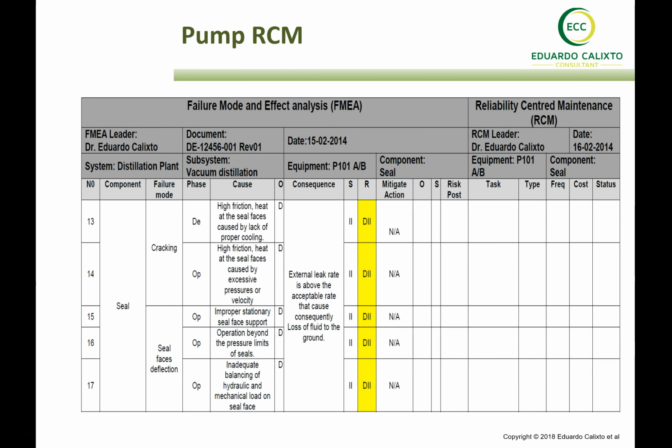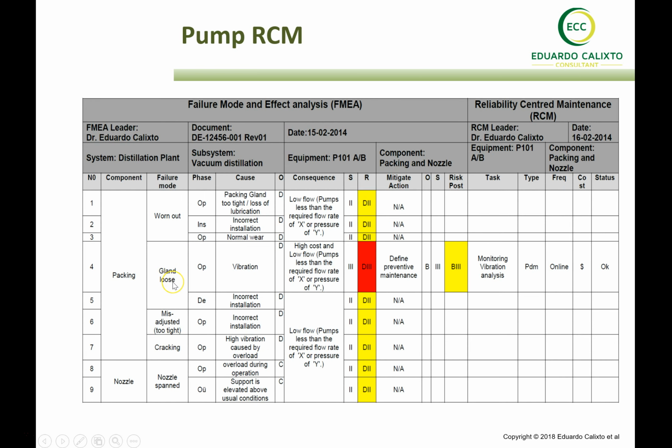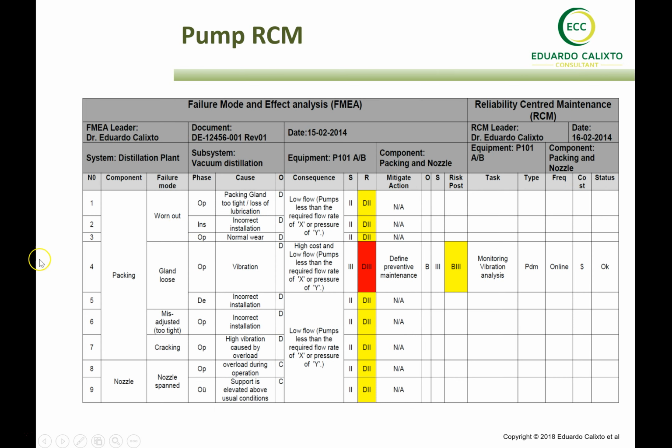And let's move forward. Here we have another failure mode, such as seal cracking and seal faces. In some cases, the proposal check will mitigate some issues in other failure modes also. So here we do not input any maintenance task in our RCM because it's not requested by any mitigation actions regarding preventive maintenance. Let's move forward. Now we're changing to packing and nozzle.